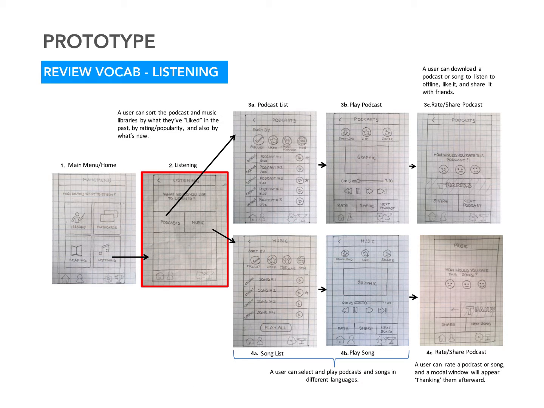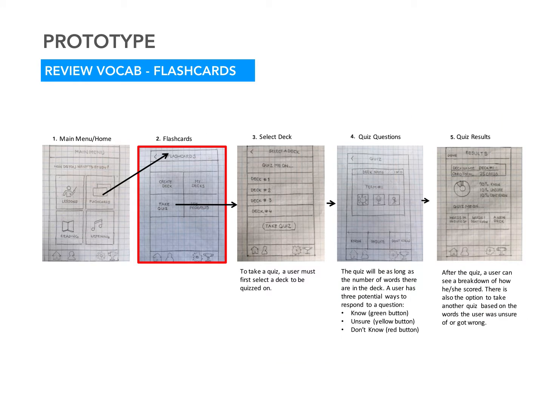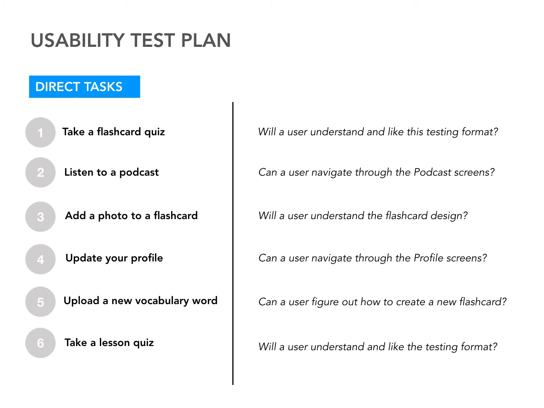Through listening, you can listen to podcasts or international pop music. You can download, you can play, you can share, you can rate. And then the final method, flashcards. So being able to select decks, take quizzes, upload new vocabulary cards, getting results after the quiz. Again, just a quick summation of the 4 different ways that this app is offering users the ability to learn a new language.